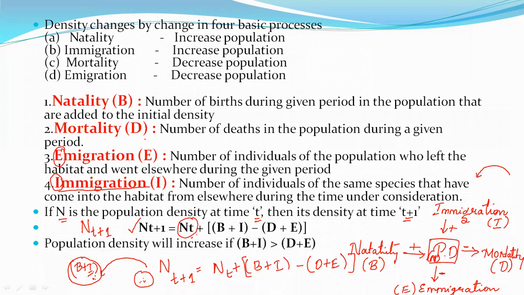So what happens? Population density will increase if birth plus immigration is more than the death plus emigration. The death taking place in the particular area and emigration, organisms moving from one place to the other place.